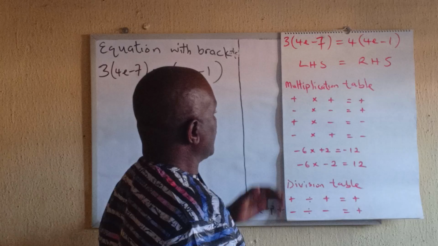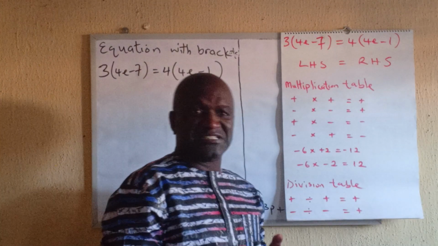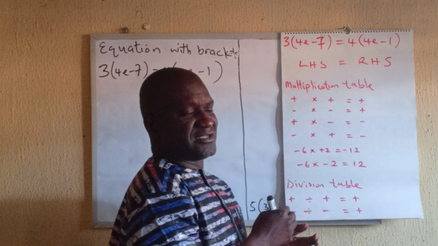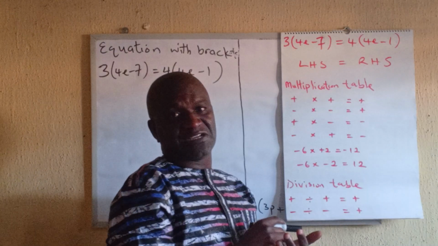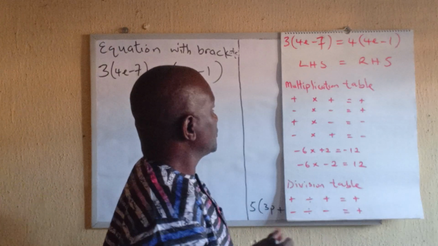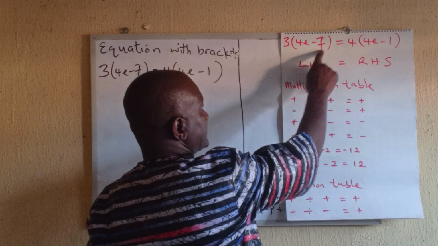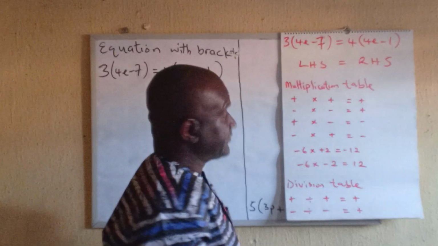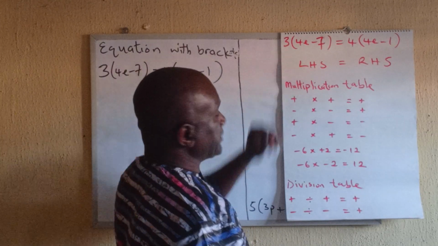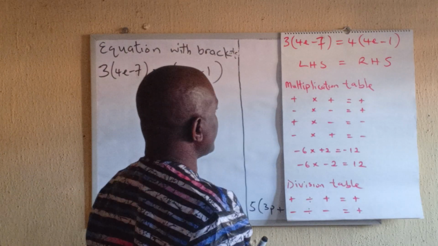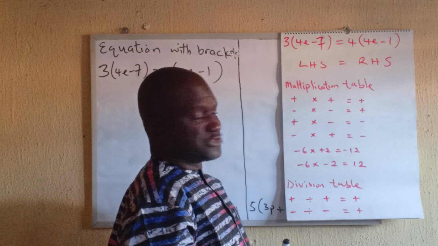Now, before you solve this, you should know how to remove brackets. In removing brackets, it means that the number outside the bracket multiplies the number inside the bracket. The number outside the bracket is said to be the SCF, which we shall not be looking at today. So that means 3 is the SCF of this bracket and 4 is the SCF of the other bracket. Now, for you to remove the bracket, or what we call expansion, you must know how to do the multiplication table and division table.